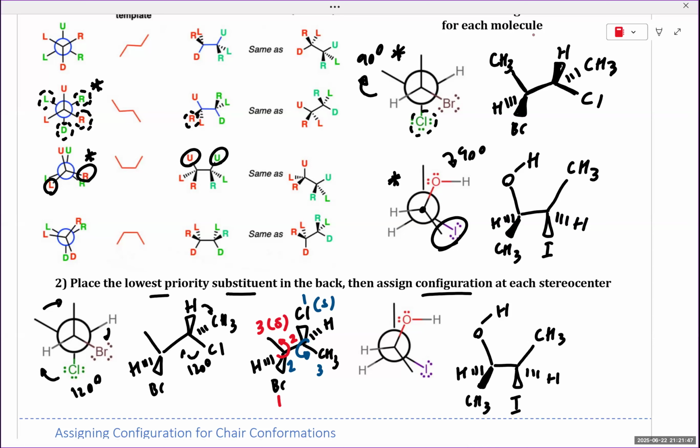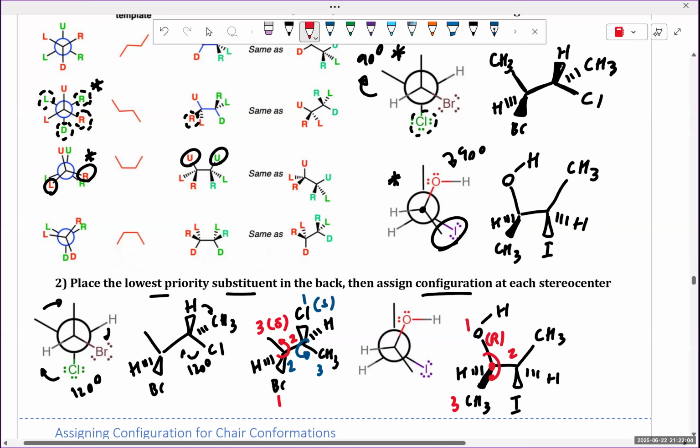Okay, so first and foremost, at this first stereocenter, oxygen's priority 1, substituted carbon's priority 2, methyl's priority 3. Tracing from highest to lowest priority gives us an R stereocenter. Looking at the second stereocenter, the iodine's priority 1, substituted carbon's priority 2, methyl's priority 3. Tracing from highest to lowest priority again gives us an R stereocenter.